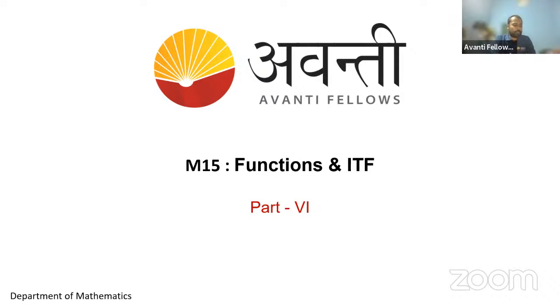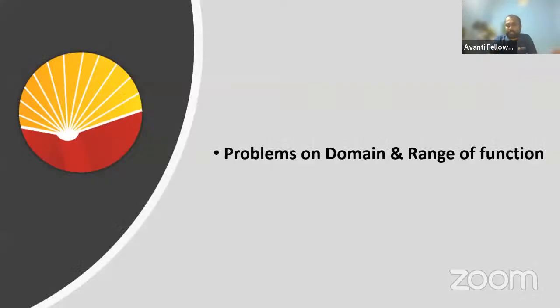Let's start. In the previous class, we covered the greatest integer function and the fractional part function, and we saw how to find the domain, codomain and range of a function, and how to verify whether two functions are equal or not. All these things we covered in the last class. In today's class, we'll see some problems on the domain and range of a function. Let's start solving a few questions.